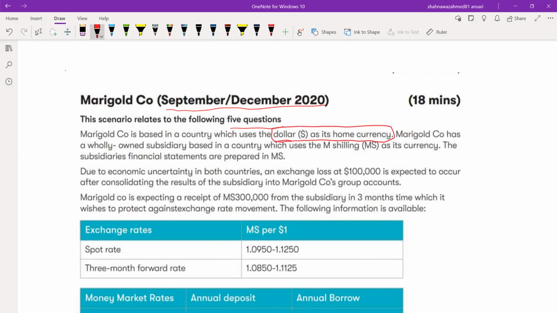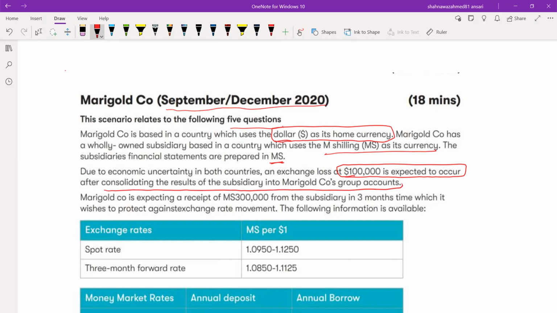Marigold Co has a wholly owned subsidiary based in a country which uses the MS as its currency. This is the foreign currency. The subsidiary's financial statements are prepared in MS. Due to economic uncertainty in both countries, an exchange loss of 100,000 is expected to occur after consolidating the result of the subsidiary into the group's accounts.